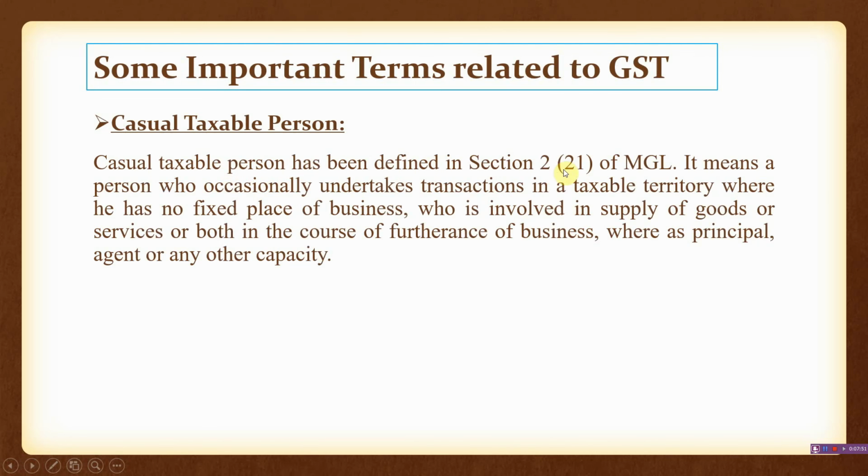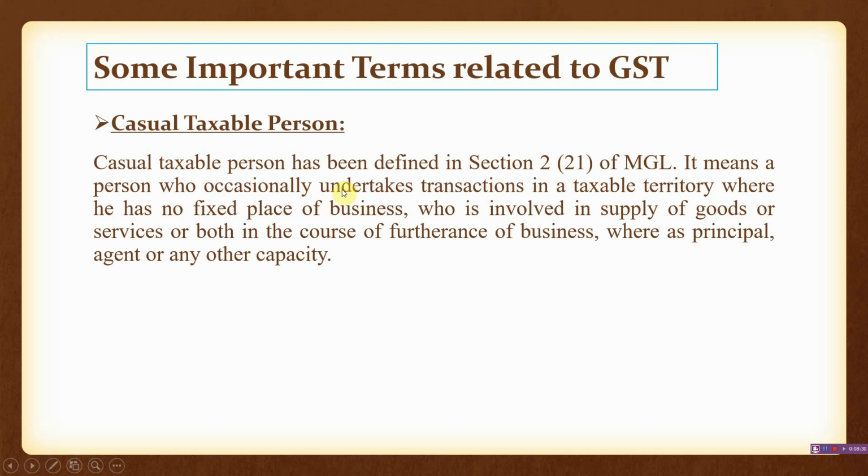Casual taxable person has been defined in section 2 subsection 21 of the Model GST Law. In which section has it been defined? In section 2 subsection 21. It means a person who occasionally undertakes transactions in a taxable territory where he has no fixed place of business, who is involved in supply of goods or services, or both, in the course or furtherance of business, whether as principal, agent, or in any other capacity. So this is the meaning of casual taxable person, which has been defined in section 2 subsection 21.